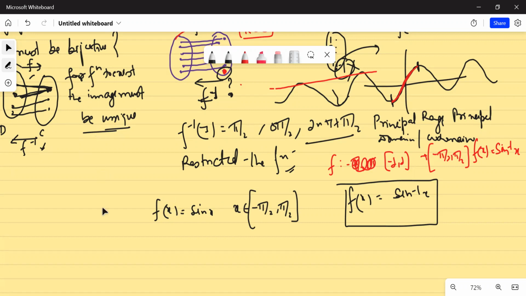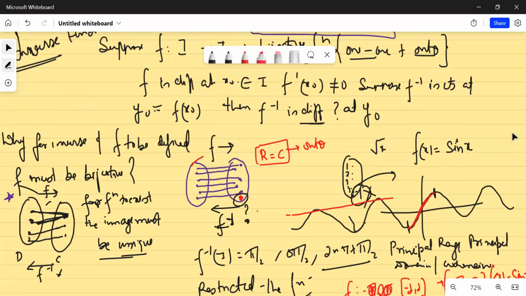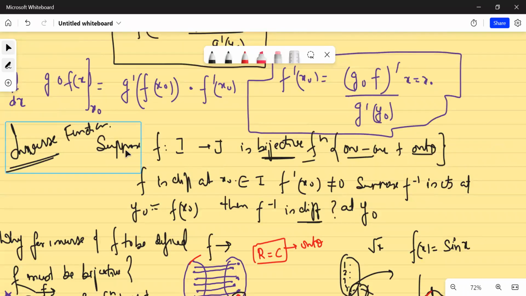Yes. I am saying all this because I was talking about something called the inverse function theorem. Now, what does the inverse function theorem say? Suppose f is defined from an open interval I to J, and let us say that it is a bijective function, and here I and J are two open intervals.